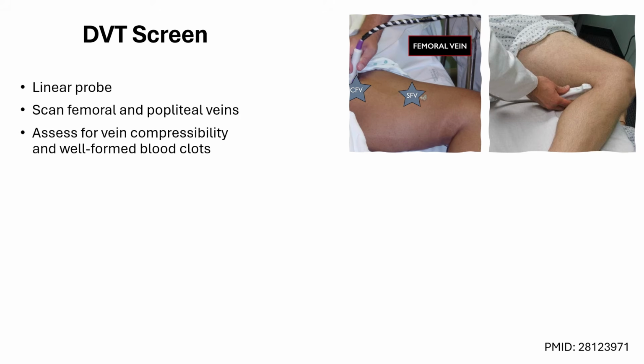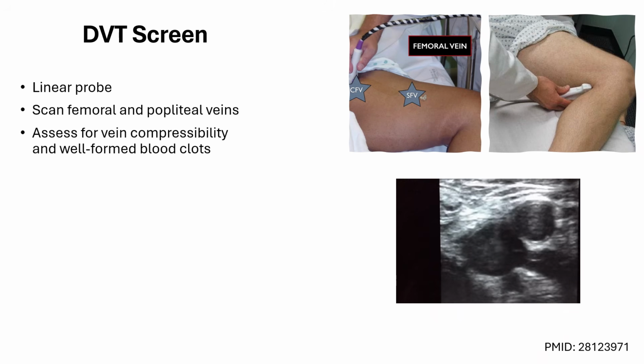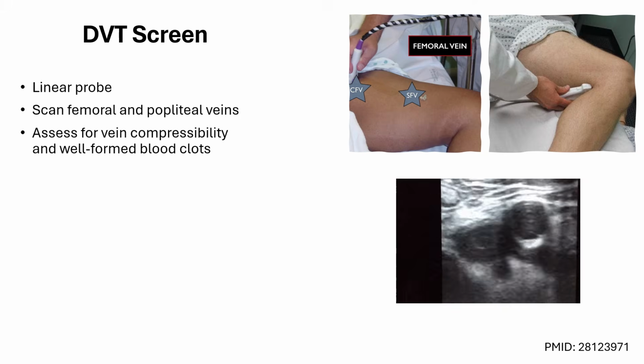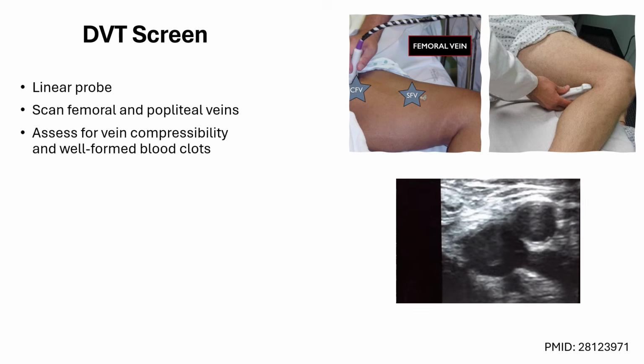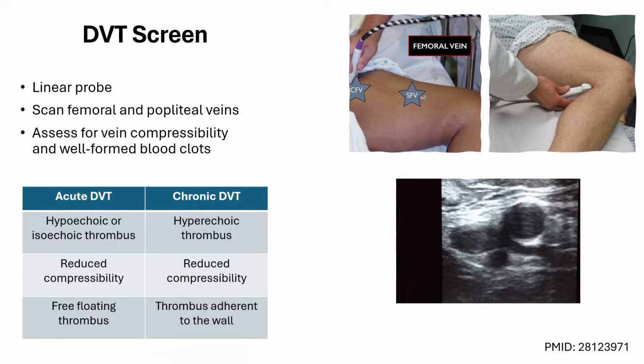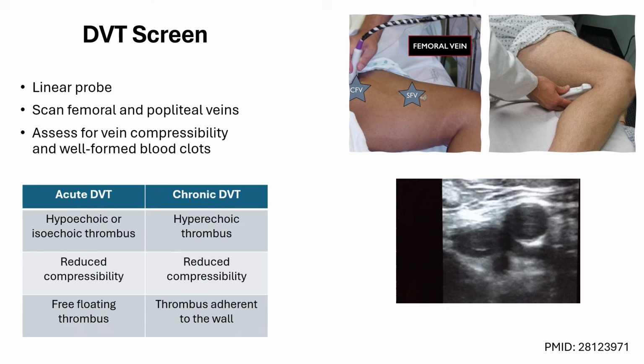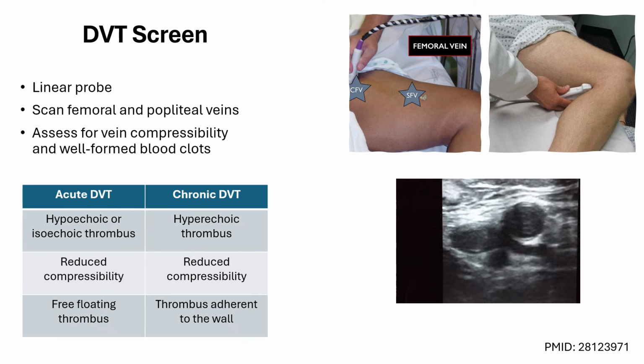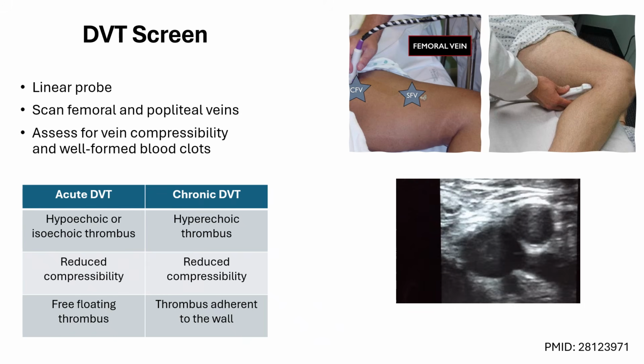You find the common femoral vein, compress, and then scan down and do the same up until the popliteal fossa, where you see the popliteal vein, and again assess for compressibility. On this video clip, you see the presence of a hypoechoic blood clot within the femoral vein. Also note that the femoral vein lacks full compressibility. In this table, you see how to differentiate between acute DVT and chronic DVT on ultrasound. Please pause the video if you need more time to review this concept.